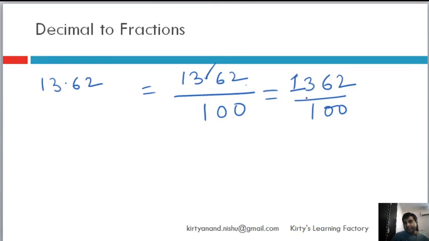Now as we can very clearly see, both numerator and denominator are divisible by 2. Why? Because if you remember, we learnt in the rules of divisibility that any number whose last digit is 2, 4, 6, 8 or 0 is an even number and is divisible by 2. So this is an even number, this is an even number, so obviously 2 is going to be a factor. So first of all, let us divide both numerator and denominator by 2.